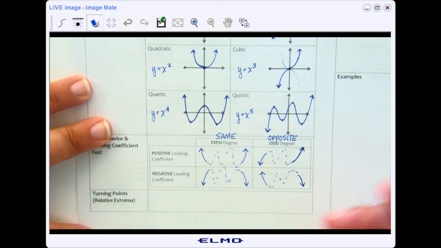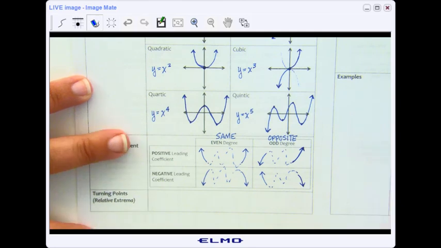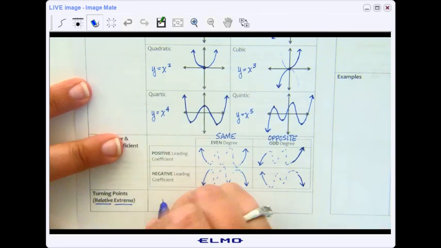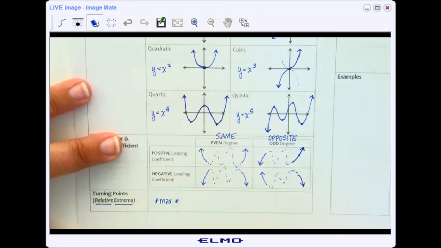The number of turning points, as we alluded to in the previous examples, we refer to as relative extrema. And you can find the maximum number of turning points by subtracting 1 from the highest degree of your function.